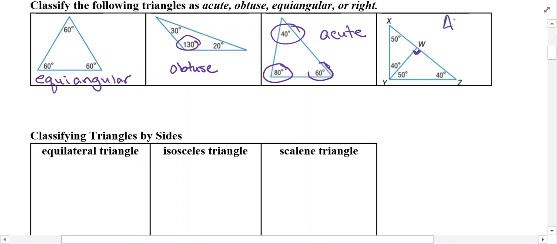So we have triangle YWZ that's right. But this angle right here for the big triangle is also 90 degrees, so we also have a right triangle, YXZ. If this angle right here is 90 degrees, it forms a line, so this one also has to be 90 degrees because they're a linear pair. So we have a third right triangle, YWX. So there's three right triangles.